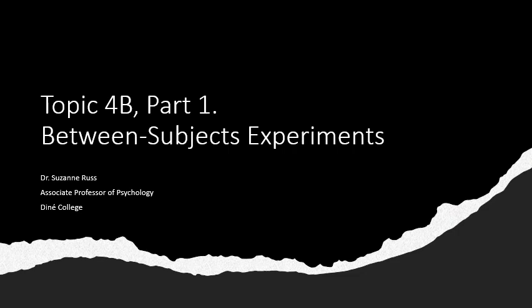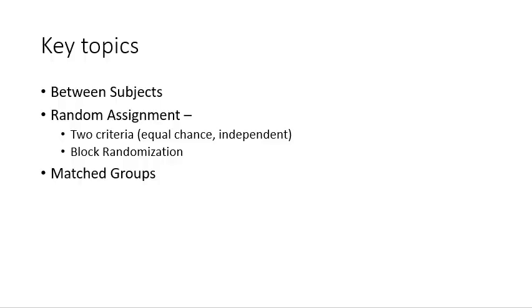In this section, we'll talk about between subjects experiments. So our key topics will be, what does it mean to be between subjects? And what is random assignment? There are two criteria, and we can also use block randomization, and we'll talk about matched groups.